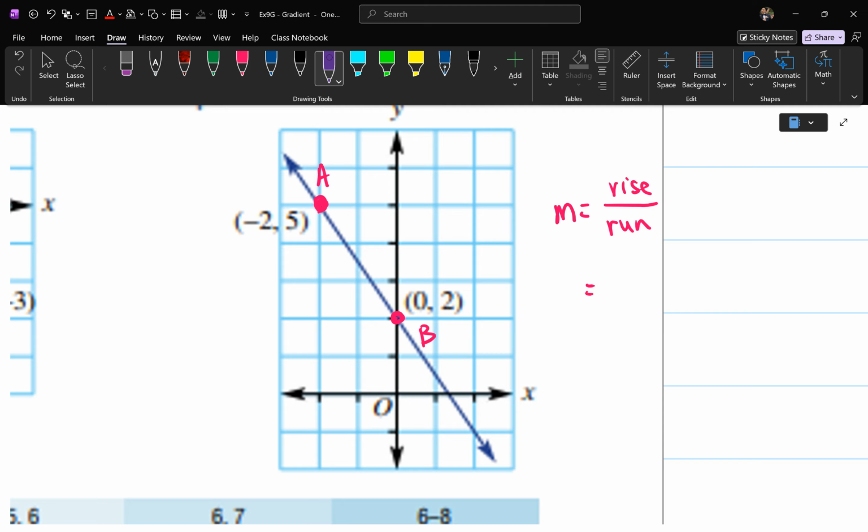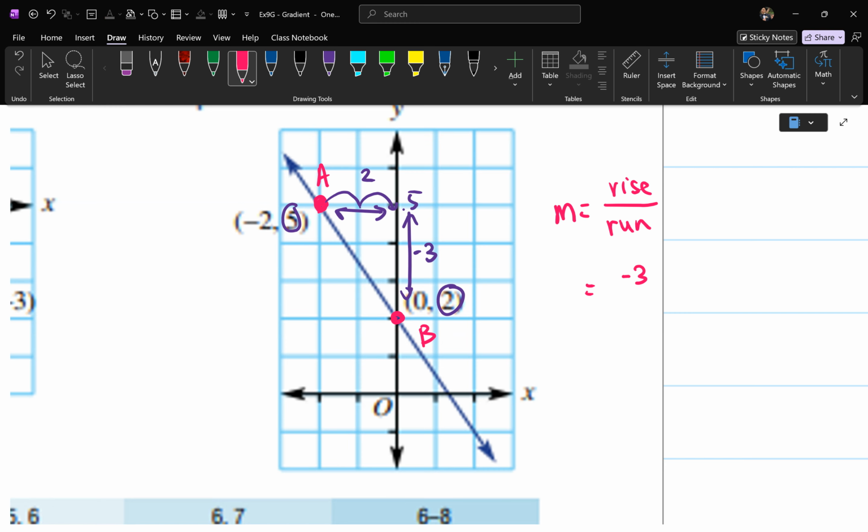So from left to right, from A, I needed to go across 2 units. And then starting at 5 up here, I needed to go down to 2. So how many units is that? From 5 to 2, I have to go down by 3. So hopefully you can see the rise and run.